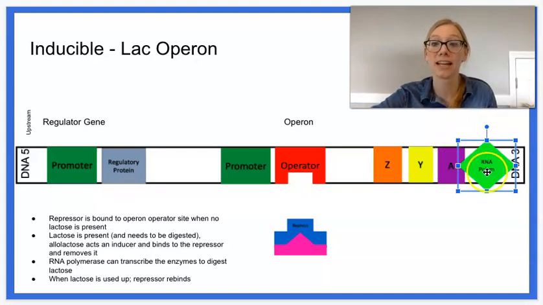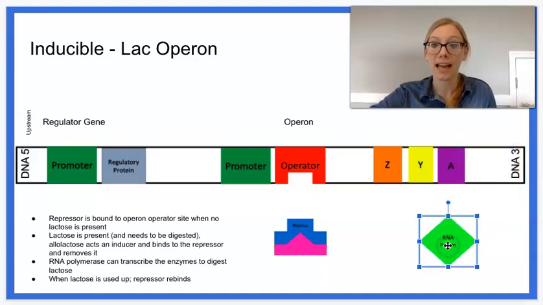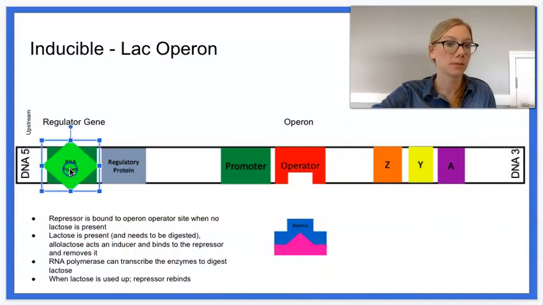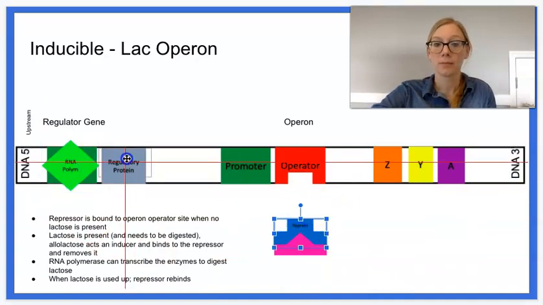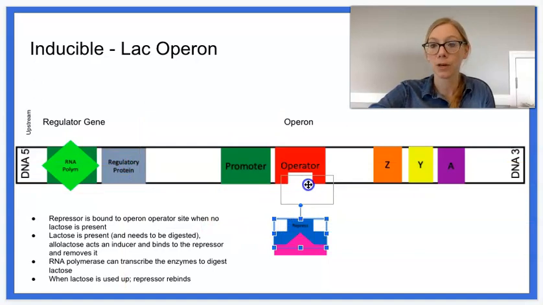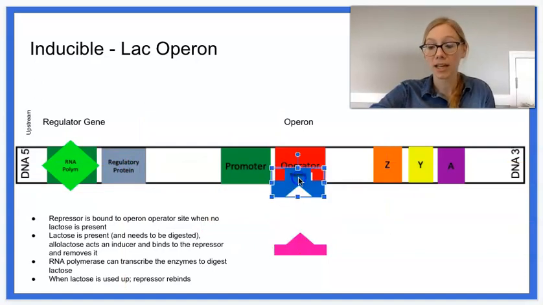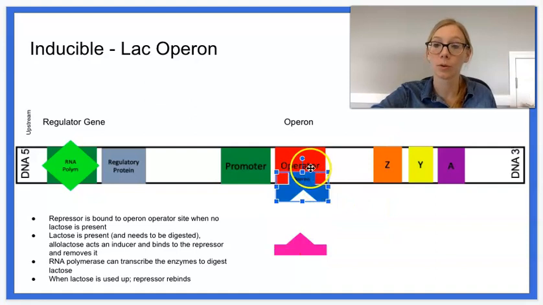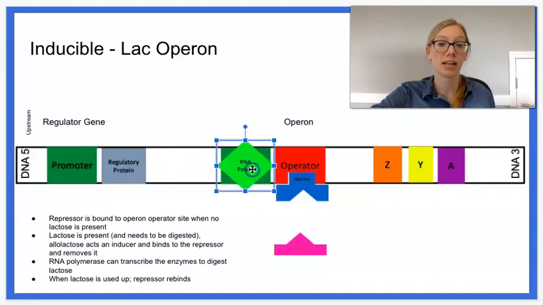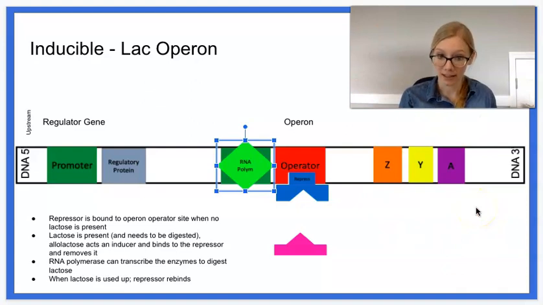Now eventually though, lactose will be used up. There will be no more lactose. What will happen? RNA polymerase binds to the promoter here. My regulatory protein will make my repressor, and because no lactose is present, my repressor will bind to my operator again, and RNA polymerase will no longer transcribe those genes to make the enzymes that digest lactose. Okay? That's your lac operon. You should be able to explain that and do that pretty fluidly and easily.